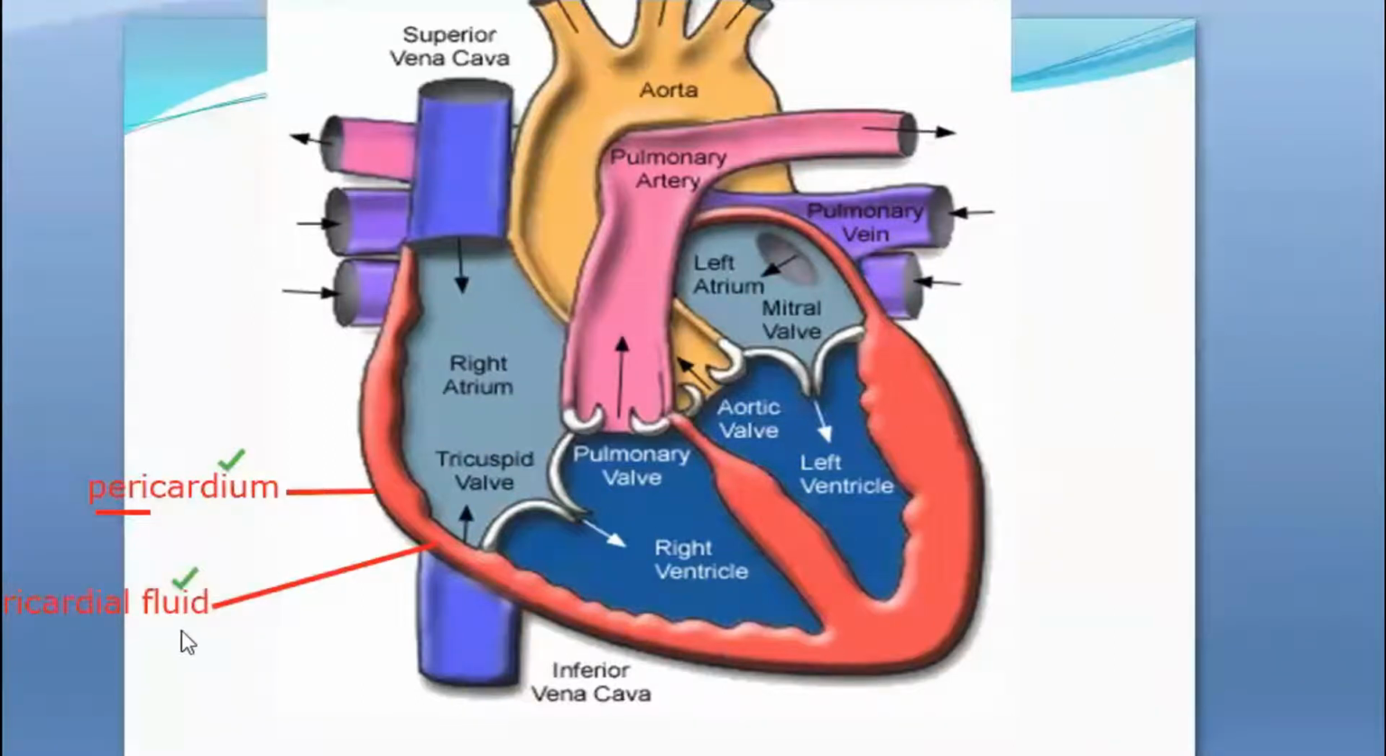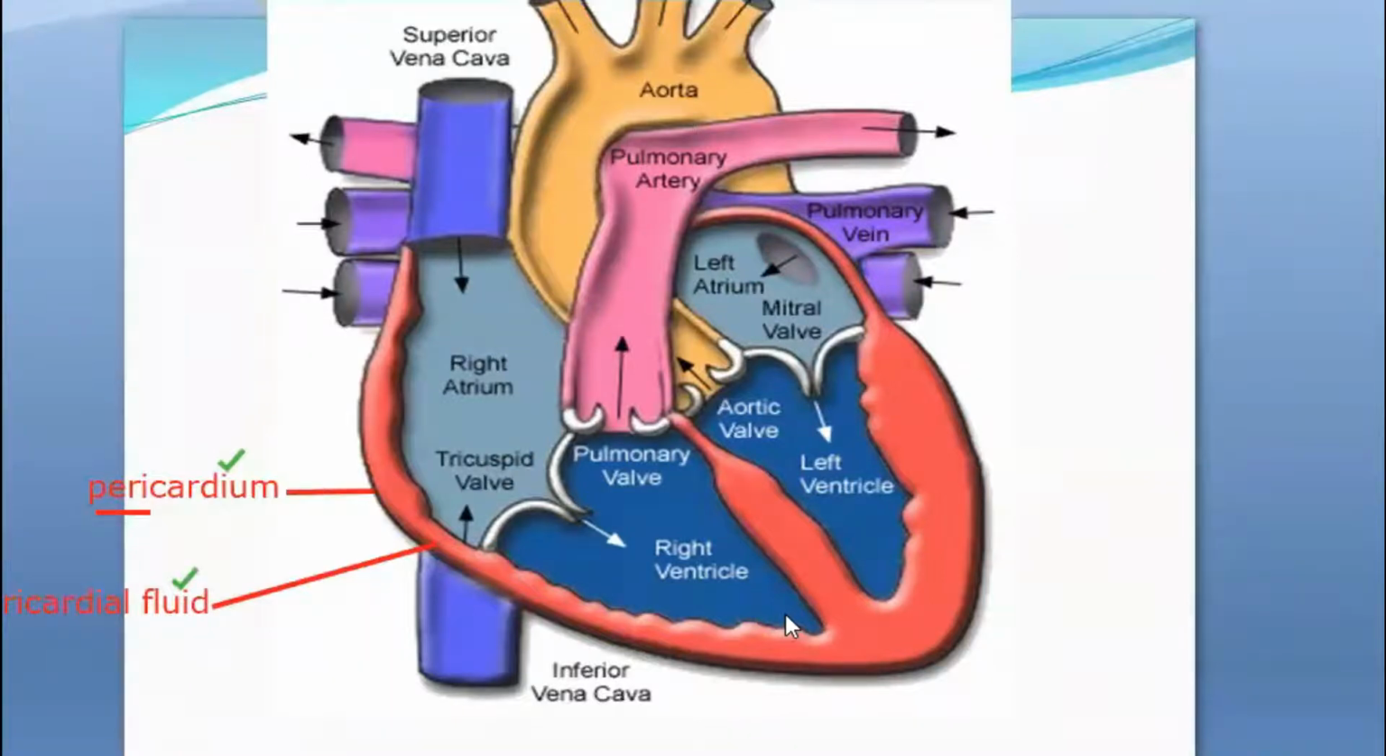What is the function of this pericardial fluid as well as the pericardium? Pericardium protects the heart. Pericardial fluid, which is present in the pericardial membrane, reduces friction between the membranes when the heart beats. Okay, so that's all about the protective mechanism found in the heart. Then next is about the chambers.